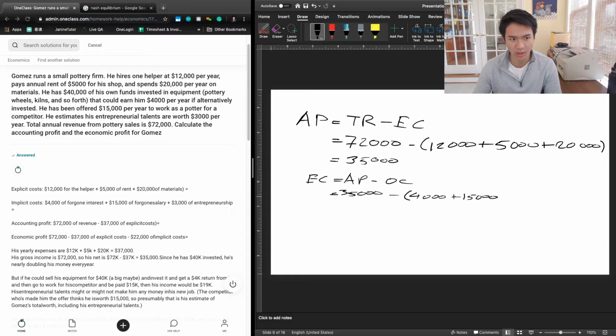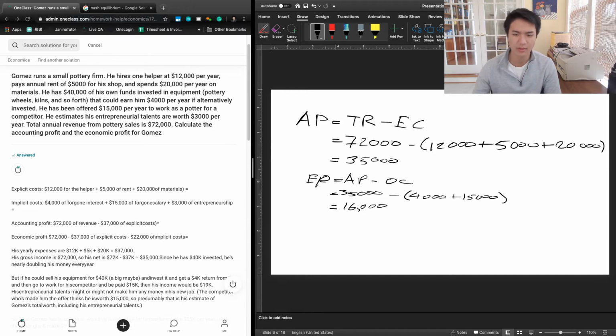He's just working for somebody else. And so it's possible that that's value that's already included in the $15,000 that his competitor would be paying him. So I don't think that would be considered a direct opportunity cost. So we're going to cut it off there. So it's going to be $35,000 minus $19,000, and that's going to give us about $16,000. That's going to be his economic profit. Ooh, this says economic cost here.